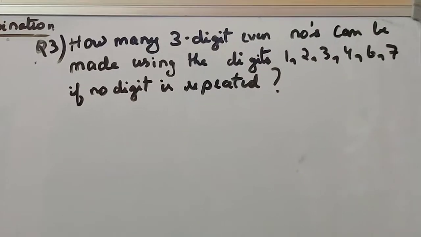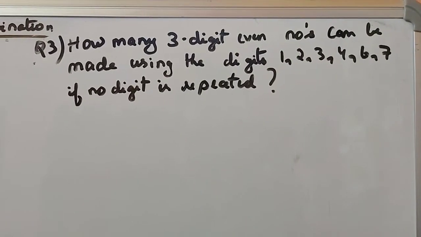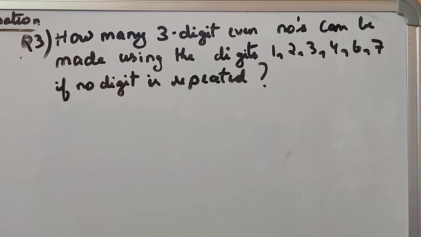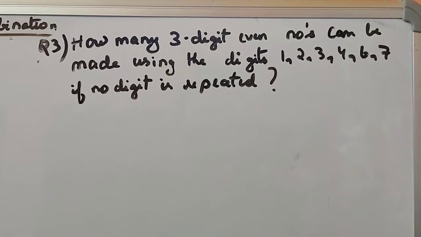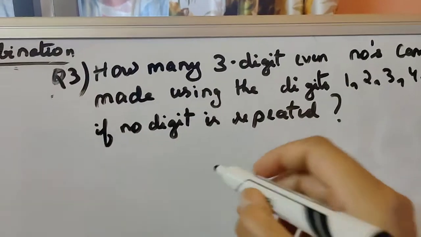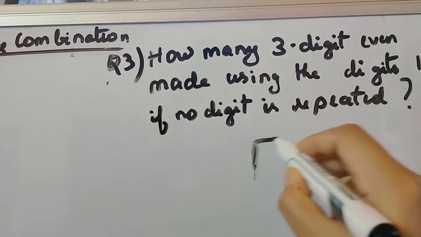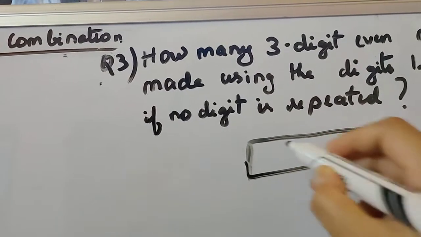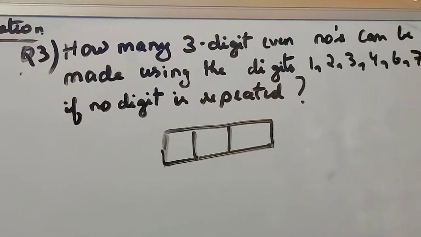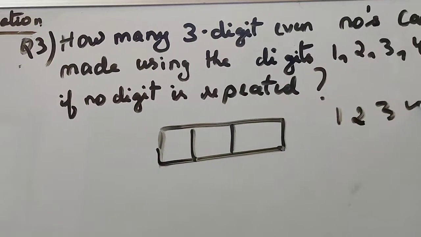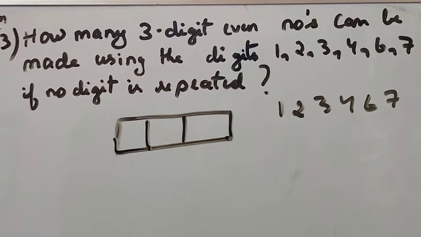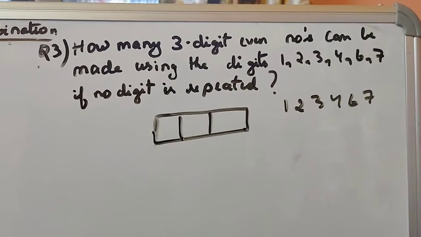Now question number 3. How many 3-digit even numbers can be made using the digits 1, 2, 3, 4, 6, 7 if no digit is repeated? Now for explanation purpose, 3-digit, so I will make 3 boxes. 1, 2, 3 boxes. And the numbers are 1, 2, 3, 4, 6, 7. Now, we have to make 3-digit even numbers.